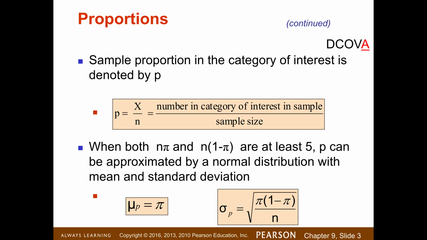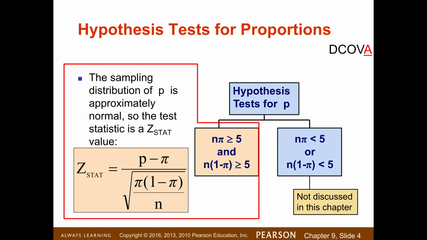So when n times pi and n times 1 minus pi are both greater than 5, this p can be approximated by a normal distribution with the mean and standard deviation that I gave you in the sampling distribution parts. So what's that tell us for hypothesis testing? It tells us that when we conduct one of these, as long as n times pi and n times 1 minus pi are greater than or equal to 5, we use the z distribution.